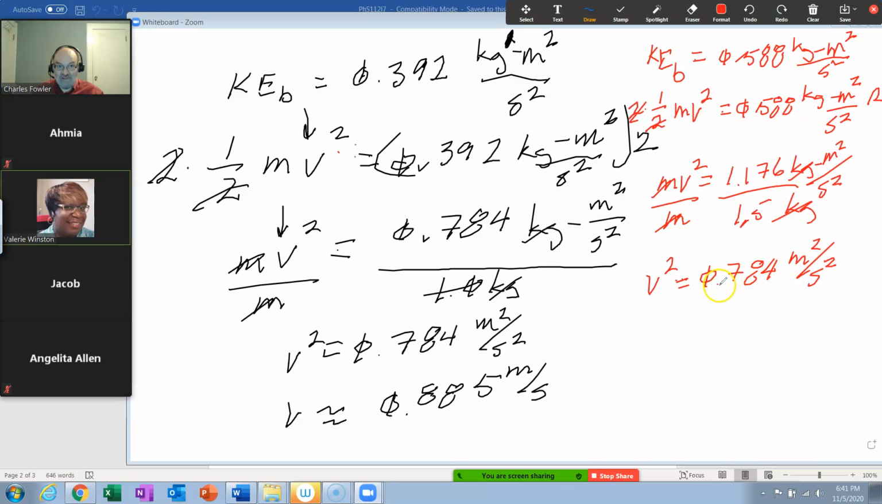Okay? And guess what? You take the square root of that, and you get right back what we had before, 0.885 meters per second. So guess what? It doesn't matter what the mass is. We'll come back to that in a minute. What matters is the length of that pendulum. That's what determines the period.